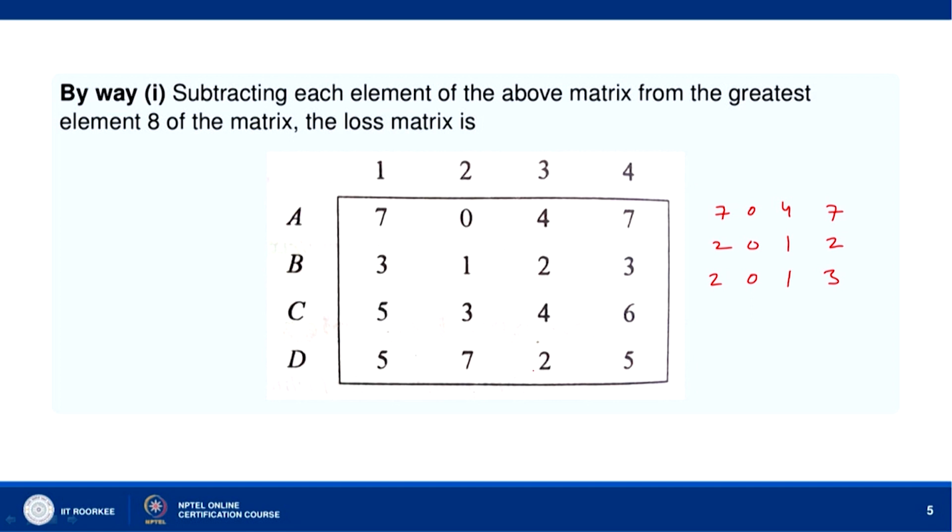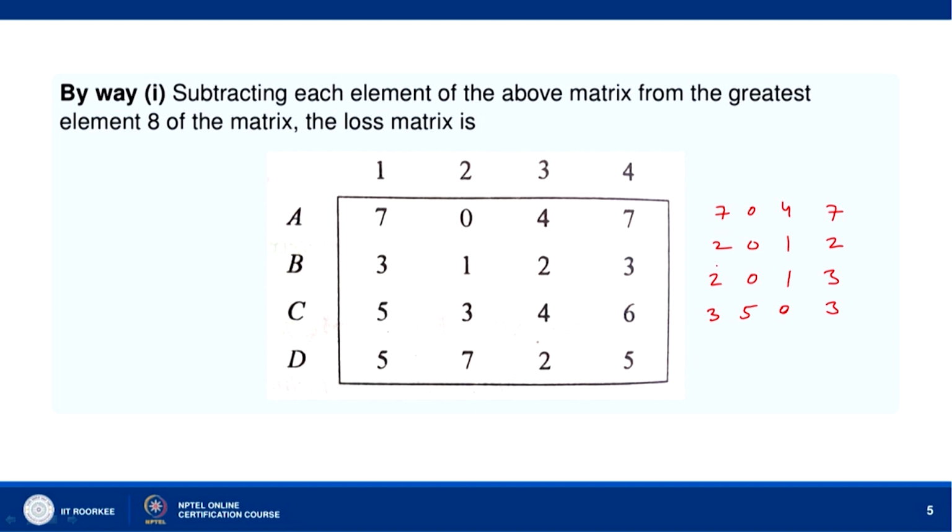The smallest element of the fourth row is 2. So, we subtract 2 from 5 to get 3, and 2 we subtract from 7 to get 5, 2 minus 2 is 0, and 5 minus 2 is 3. Now, the same thing we do for all the columns.